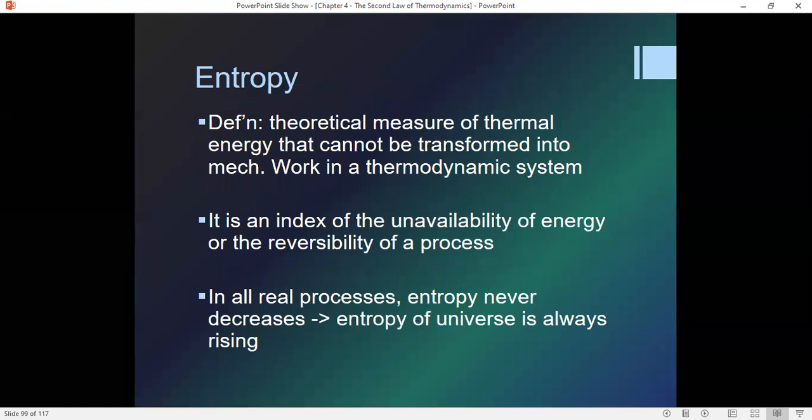Okay, definition. Entropy is a theoretical measure of the thermal energy that cannot be transformed, so it cannot be used to create work in a thermodynamic system. So the higher the entropy goes, the less available energy we have. So entropy is like how bummed you are, how much lazy energy you have. It's the unavailability of energy or the irreversibility of a process. In all real processes, entropy never decreases. Entropy in the universe is always rising, okay?